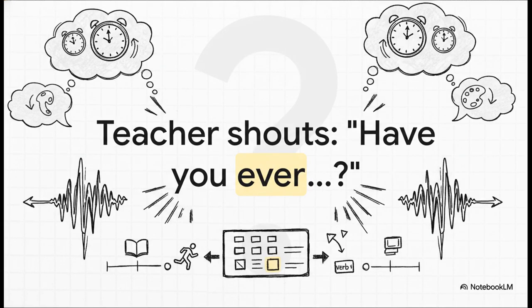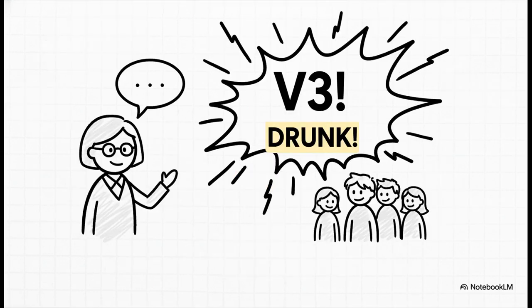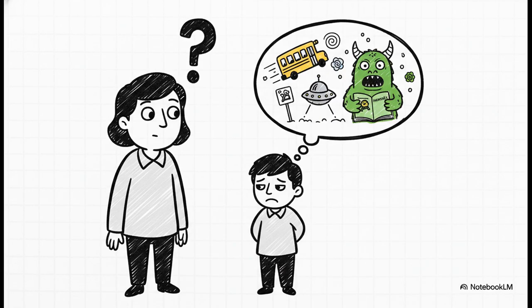So the teacher shouts out a time clue like, have you ever? And the students have to shout back the right form. V3, drunk. It's awesome. The learning gets even more real with an activity called the Buxaban excuse.